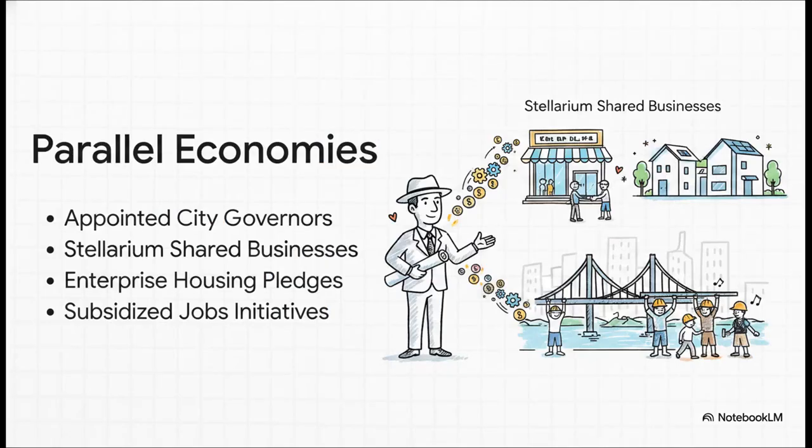So where does that 1% actually go out in the real world? Those appointed governors pool the capital to literally build parallel economies. We're talking about funding shared businesses collectively owned by members, making massive pledges for enterprise housing, and aggressively pushing for subsidized jobs. It is a highly coordinated effort to manufacture prosperity completely outside traditional government systems.